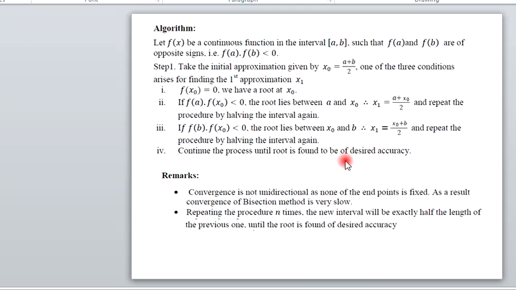Here are some remarks. Convergence is not unidirectional, as none of the endpoints is fixed. As a result, convergence of the bisection method is very slow. And repeating the procedure n times, the new interval will be exactly half the length of the previous one, until the root is found to the desired degree of accuracy.